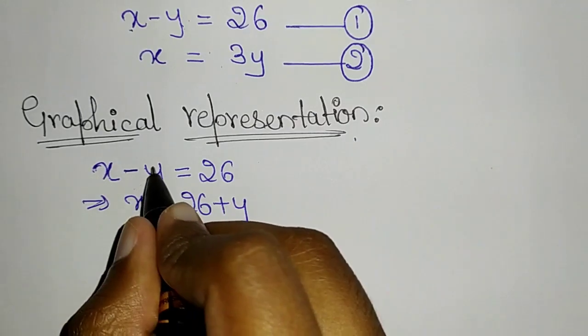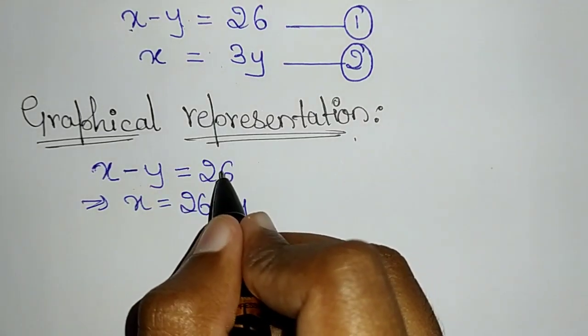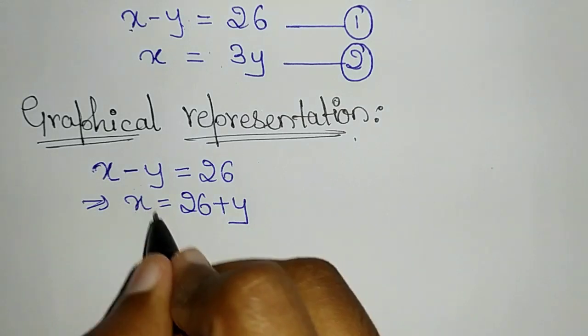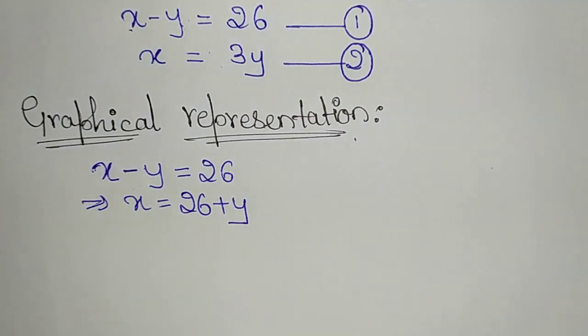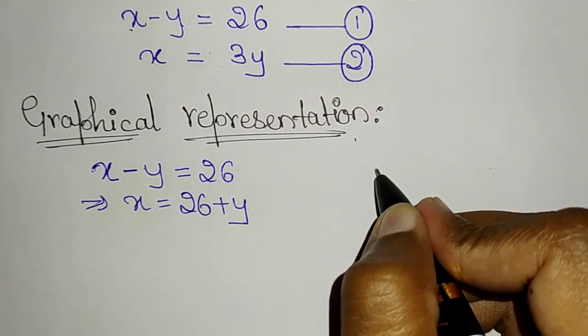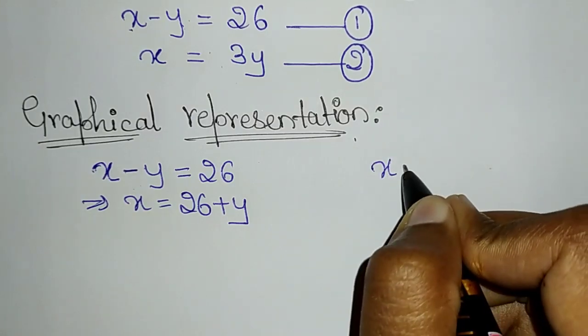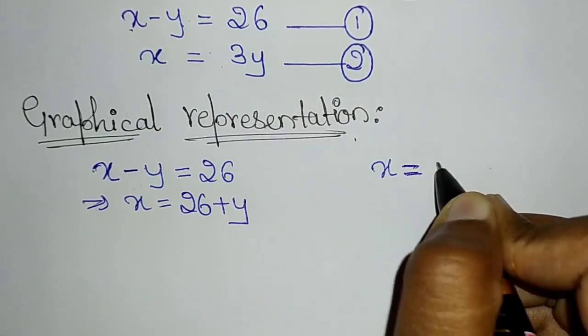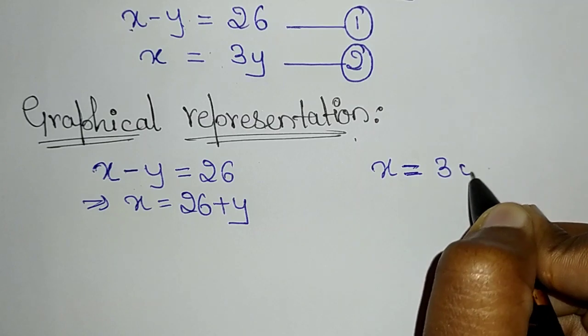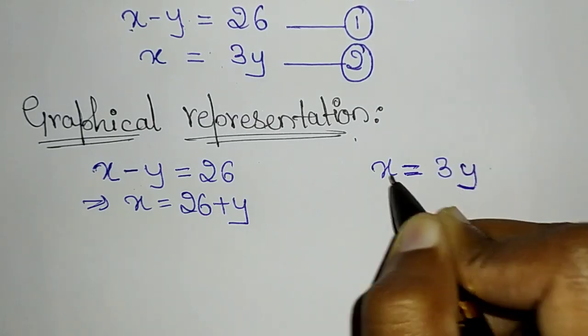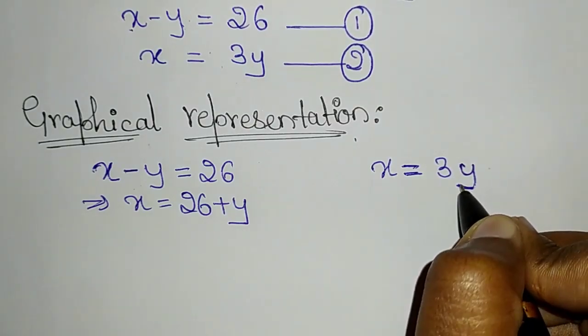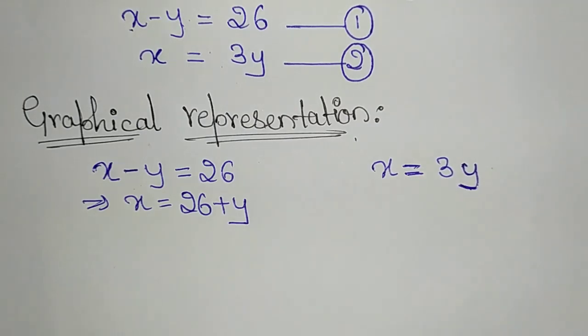Okay, I just transposed minus y to the right hand side and got the value of x is equal to 26 plus y. Similarly, there is no need to make any modification for the second equation. Already one variable is on the left hand side and the other variable is on the right hand side. So x is equal to 3y.